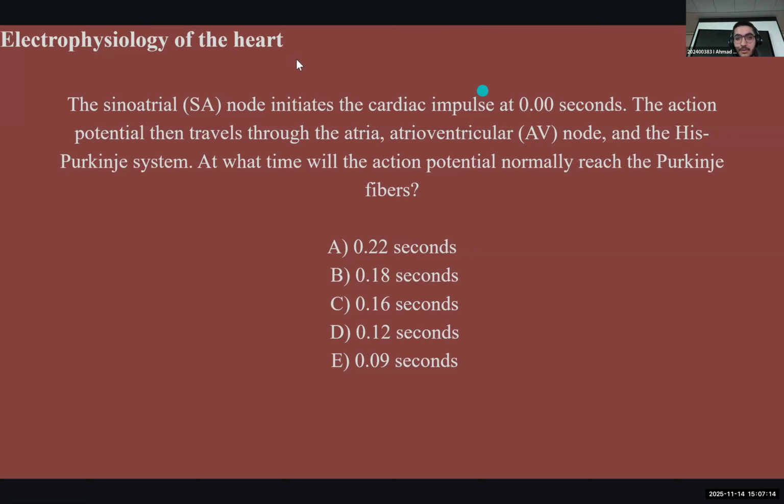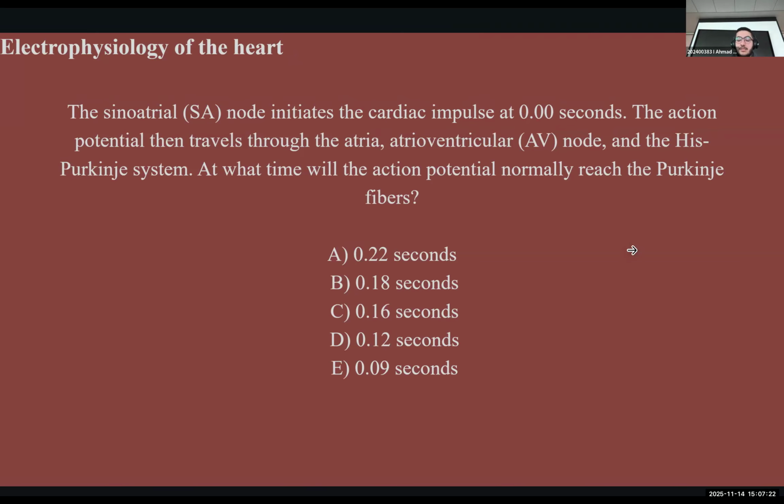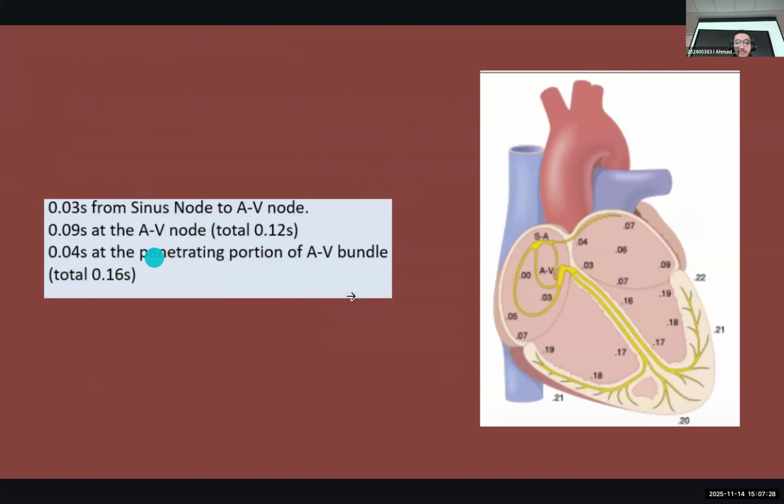So whoever said C, you are correct, and I will explain why now. This is straight from your lectures. It takes 0.03 seconds from the SA node to depolarize all the atria, then to the AV node. At the AV node, there is an AV nodal pause to give the ventricles a chance to fill up, which is approximately 0.09 seconds. So that will be a total of 0.12. Then from the bundle of His to the Purkinje fibers, another 0.04 seconds.